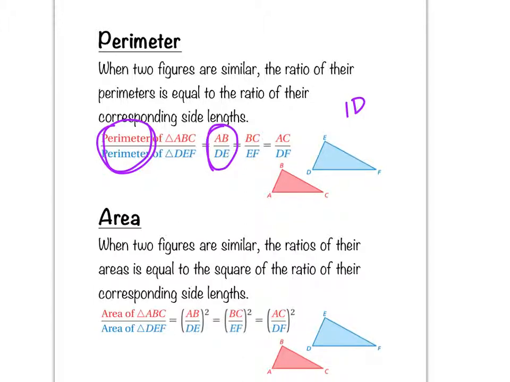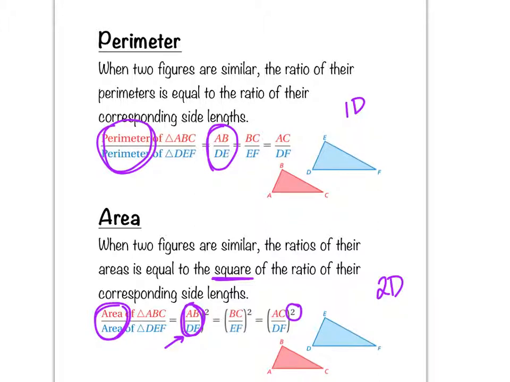But area is two-dimensional. It's got a length and a width, right? Or a base and a height. So we square. We take the ratio of the side lengths, we square it. So the ratio of the areas is equal to the square of the ratio of the side lengths. So take the side lengths, square it, you have your area ratio.